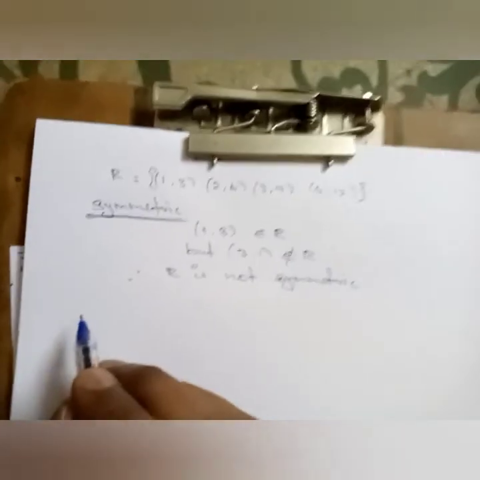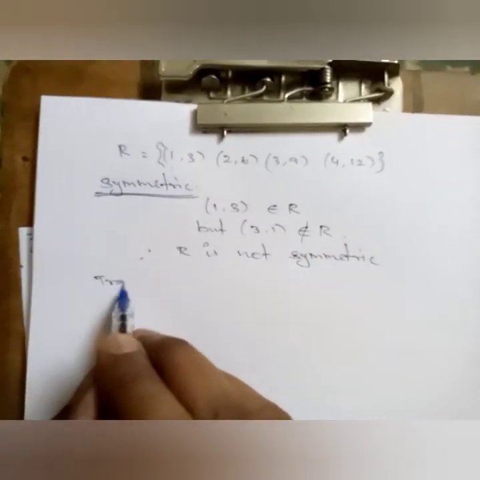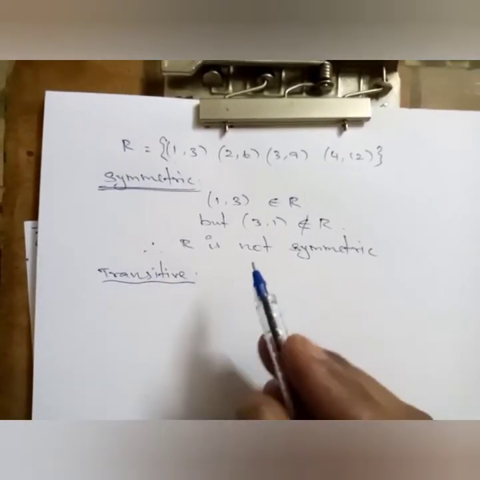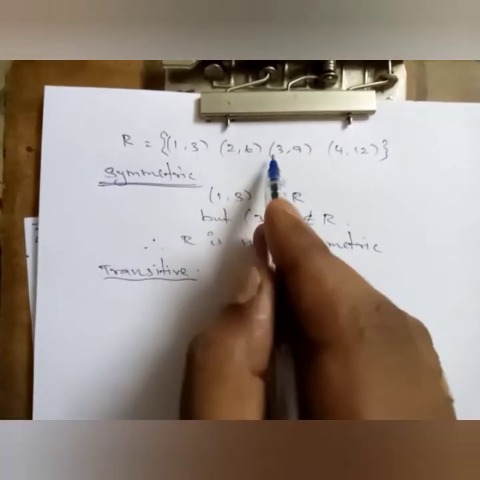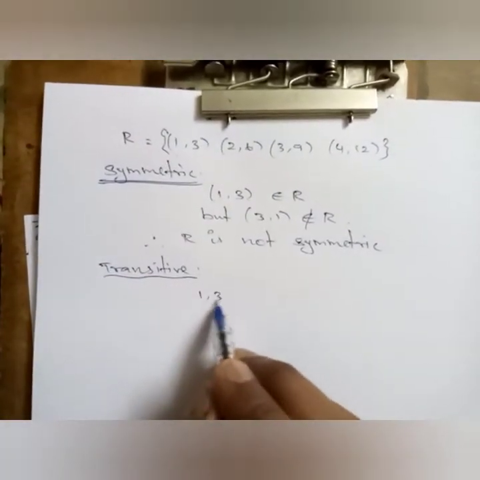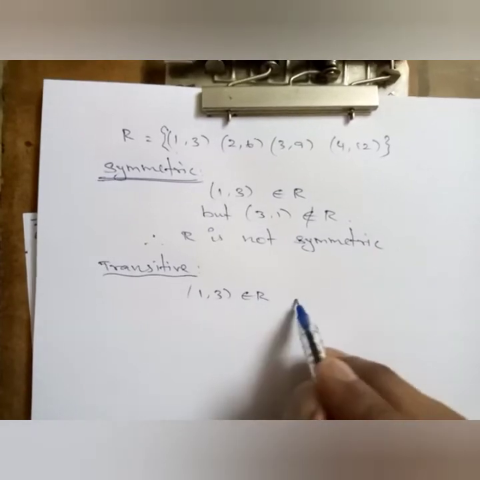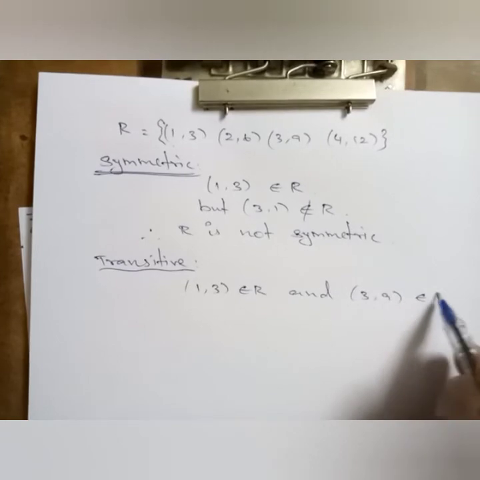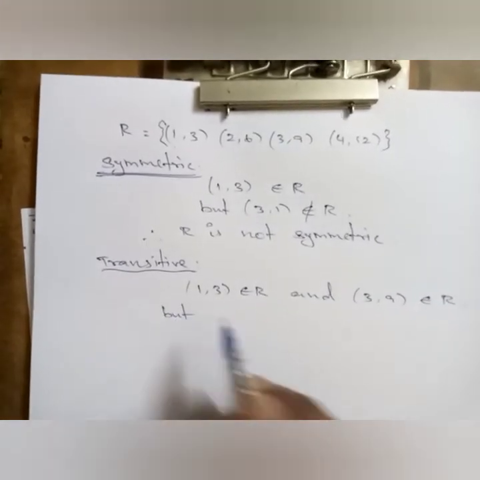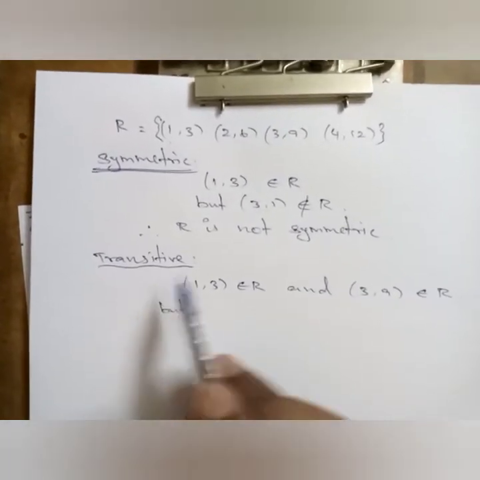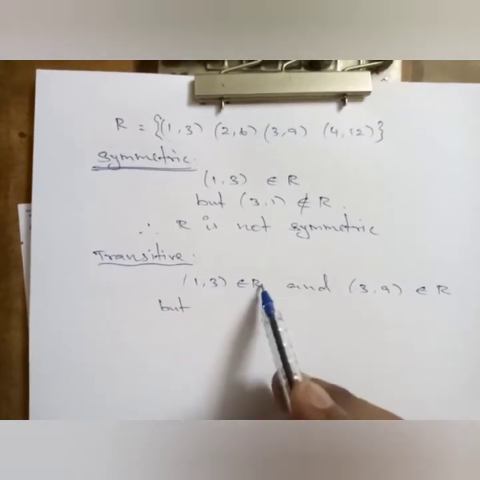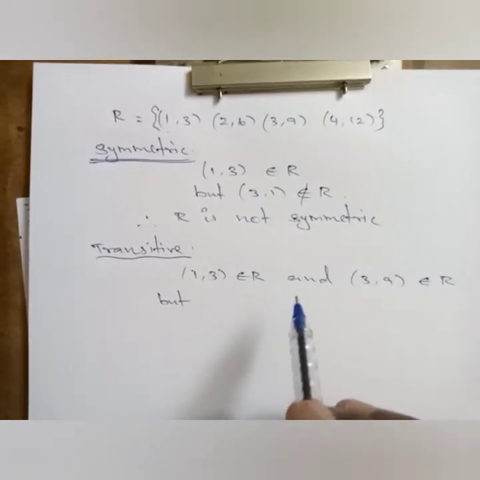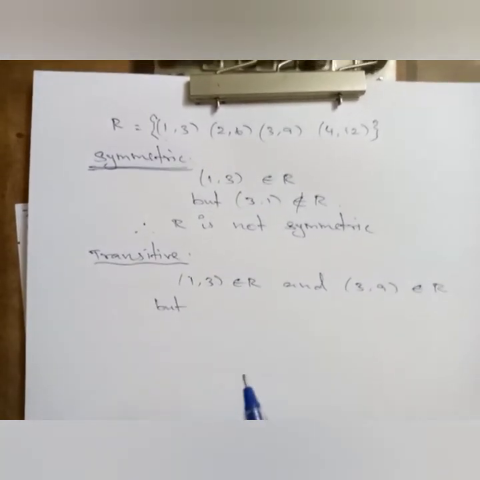Next, transitive. Transitive means, see here for example (1, 3) is there, (3, 9) is there, so that (1, 3) belongs to R and (3, 9) belongs to R. So what is actually transitive means: (1, 3) belongs to R, then (3, 9) belongs to R means (1, 9) also must be in this R, then only we can say it is transitive, right?